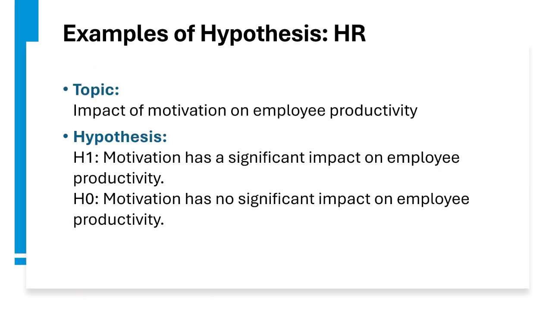Let's see the example from HR. So the topic is impact of motivation on employee productivity. So we can find easily two variables. One variable is motivation, another is employee productivity. So our alternative hypothesis will be: motivation has a significant impact on employee productivity. Second, null hypothesis: motivation has no significant impact on employee productivity. I hope now you are clear with the concept of framing hypothesis.